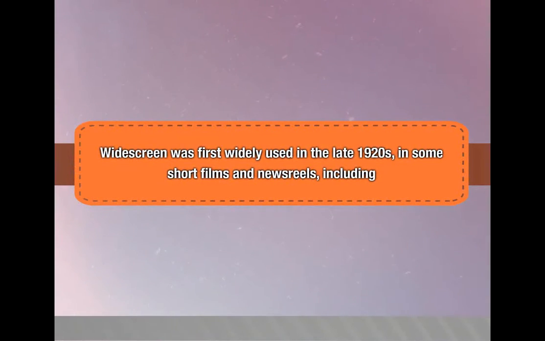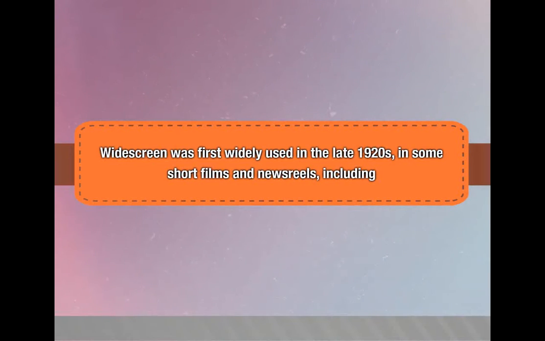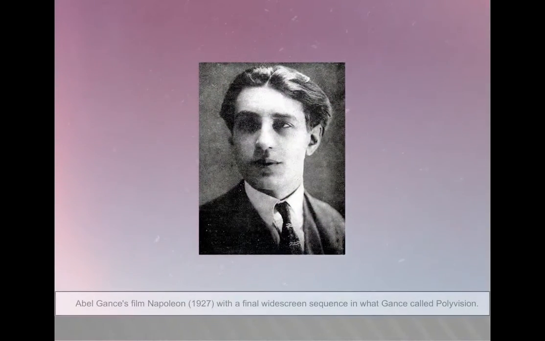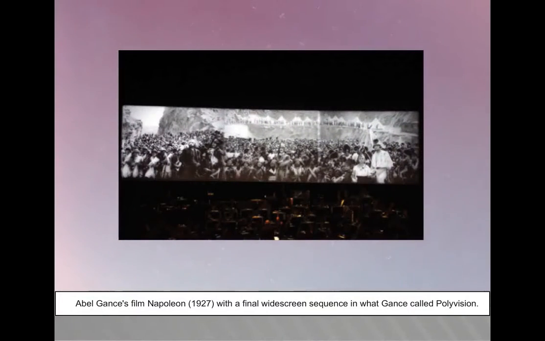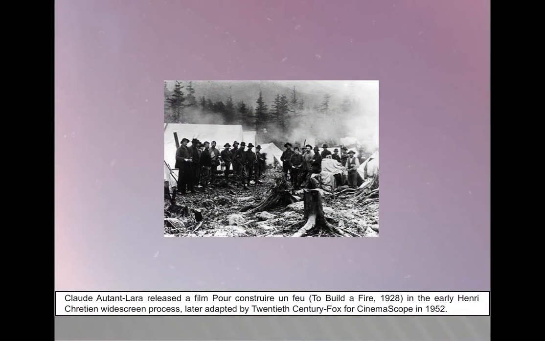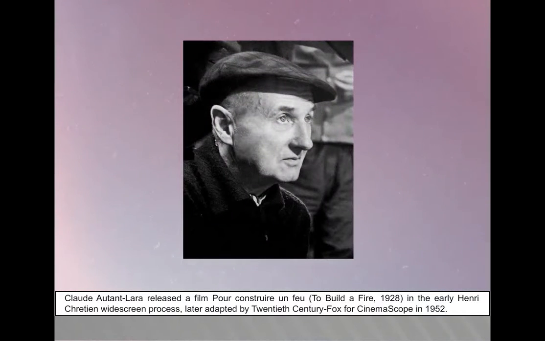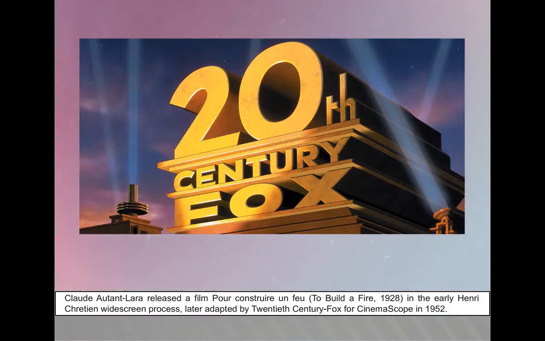Widescreen was first widely used in the late 1920s in some short films and newsreels, including Abel Gance's film Napoleon, 1927, with a final widescreen sequence in what Gance called Panavision. Claude Autant-Lara released a film, Pour construire un feu, To Build a Fire, 1928, in the early Henri Chrétien widescreen process, later adopted by 20th Century Fox for CinemaScope in 1952.